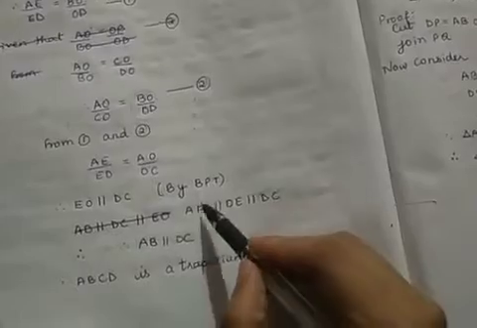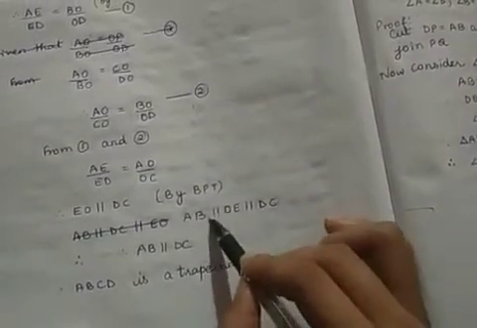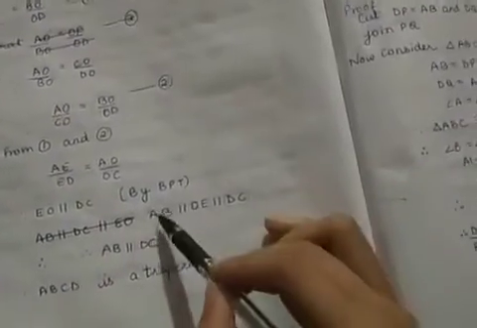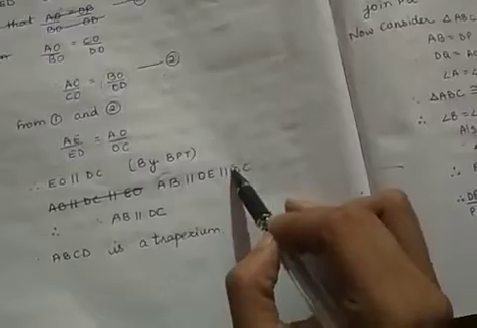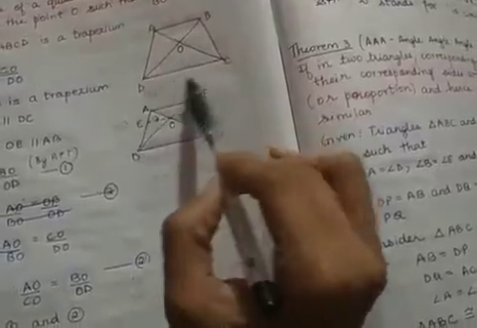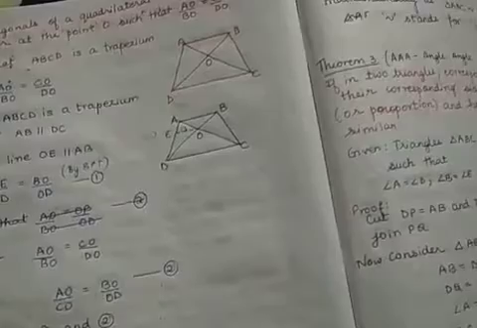In the 9th standard, you have learned that if three lines are parallel like this, then lines which are parallel to the same line are also parallel. So AB should be parallel to DC. So we get here AB parallel to DC. So since we got one pair of parallel sides, we can say ABCD is a trapezium. Therefore ABCD is a trapezium.